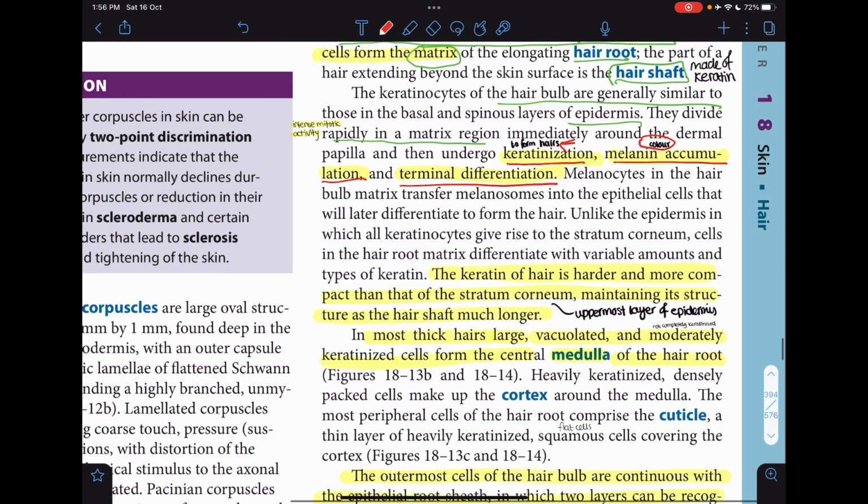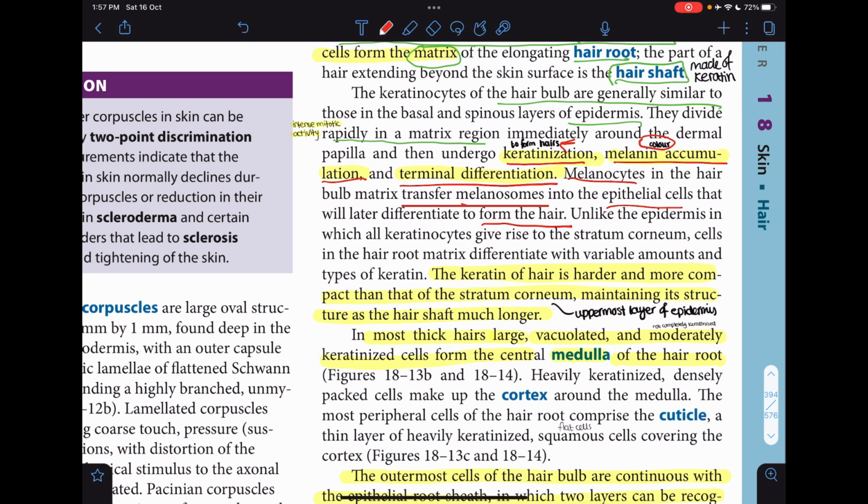Okay. Melanocytes in the hair bulb matrix transfer melanosomes into epithelial cells that will later differentiate to form the hair cells. يبقى melanocytes they transfer melanosomes into epithelial cells. بيجي melanocytes بياخد melanosomes بيوديها على epithelial cells بعدين that will differentiate to form the hair.